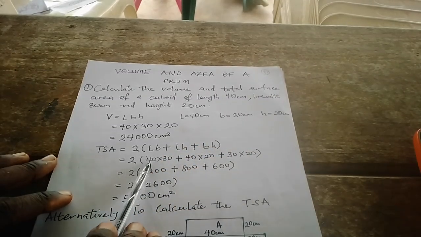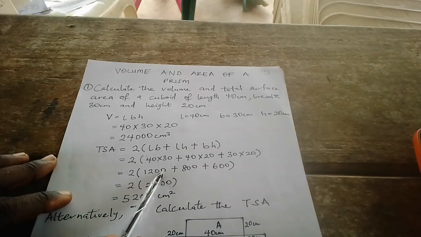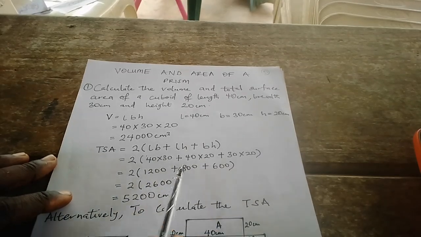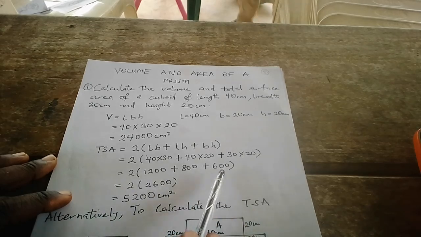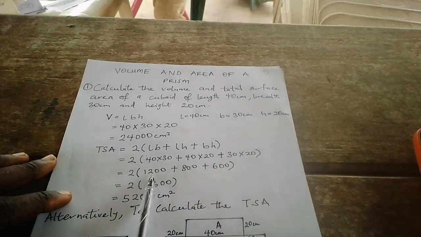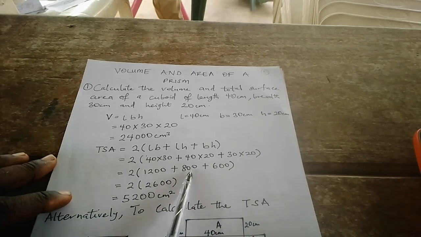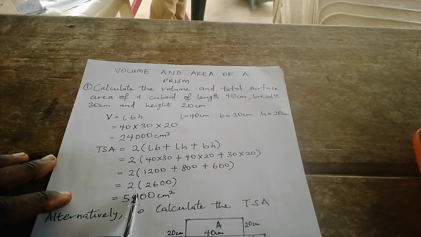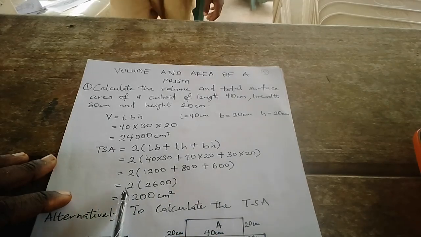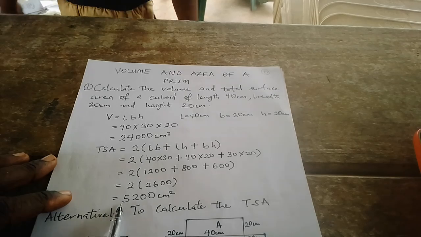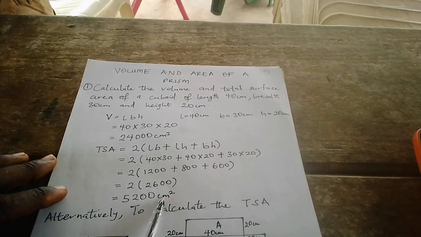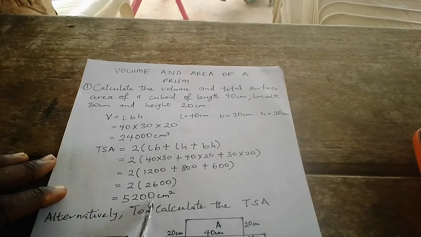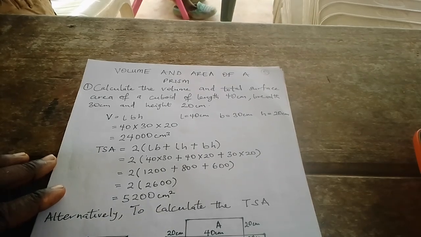So 2 into bracket, 40 times 30 will give us 1,200 plus 40 times 20 is 800 plus 30 times 20 is 600. So 1,200 plus 800 plus 600 will give you 2,600. So 2 times 2,600 will give you what? 5,200 centimeter square. The unit of area is square.